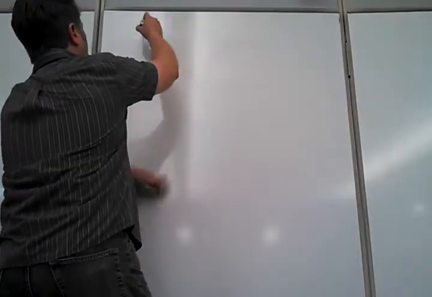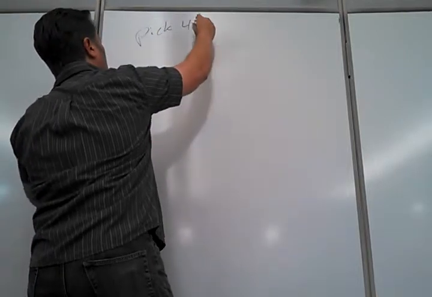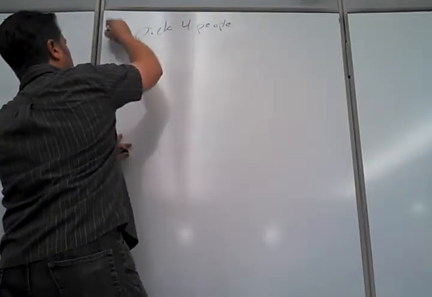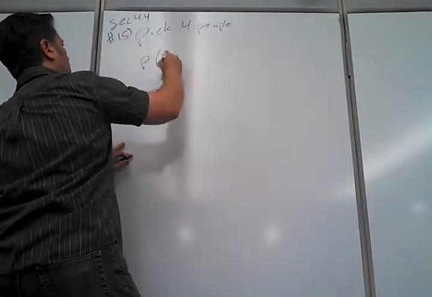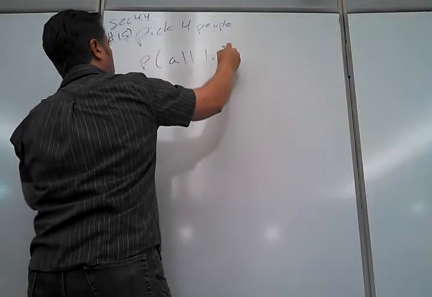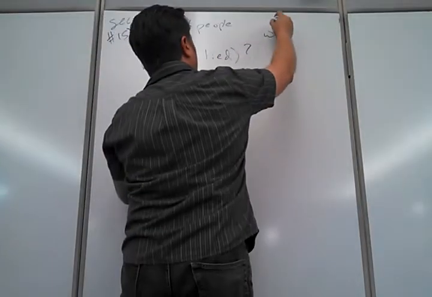All right. So 4-4, number, which one? 15. So let's see, if four of the test subjects are randomly selected without replacement, find the probability that the polygraph indicated they all lied. So the probability to pick four people, number 15, 4-4, probably all lied.